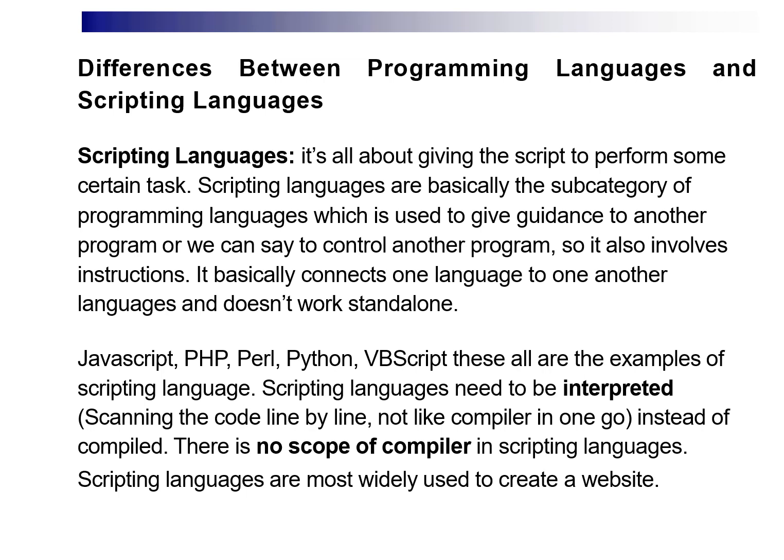Scripting language is about giving the script to perform some certain task. Scripting languages are basically a subcategory of programming languages which is used to give guidance to another program, or we can say to control another program, so it involves instructions. It basically connects one language to another language and does not work standalone. JavaScript, PHP, Perl, Python, and VBScript are all examples of scripting languages.